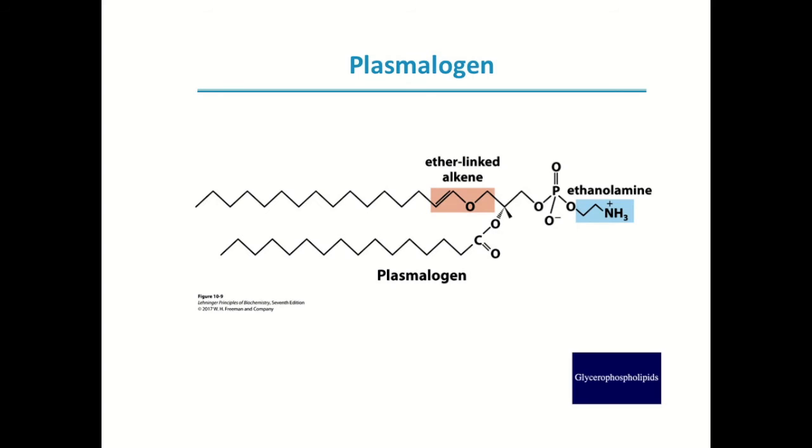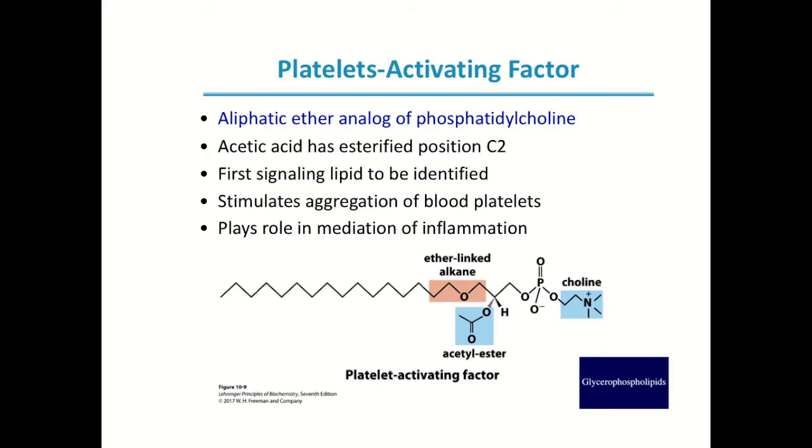An example of an ether lipid would be the plasmalogen, which has an ether-linked alkenyl chain, where most glycerophospholipids would have an ester linkage. So here in pink, we see the ether linkage. So an ether is an oxygen connected to carbons on either side. Another example is the platelet activating factor.